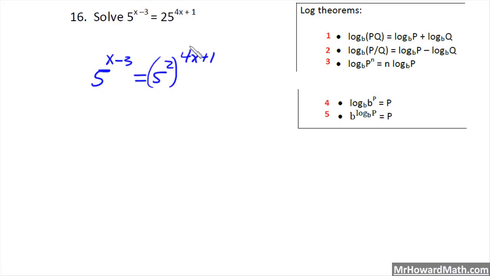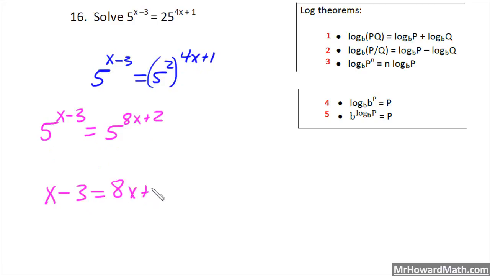Then we apply our outside to inside exponent rule here, and just remember that you're multiplying that 2 by both the 4x and the 1. So that would give you 8x plus 2. And now we have like bases, so we're allowed to set their exponents equal to one another and solve. So x minus 3 equals 8x plus 2.